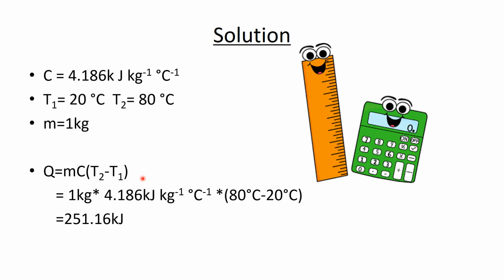The numbers are less important, but we have to understand the answer that we got. That means that in order to heat water from 20 degrees to 80 degrees, we need to invest 251 kilojoule of energy in order to heat 1 kilogram of water.